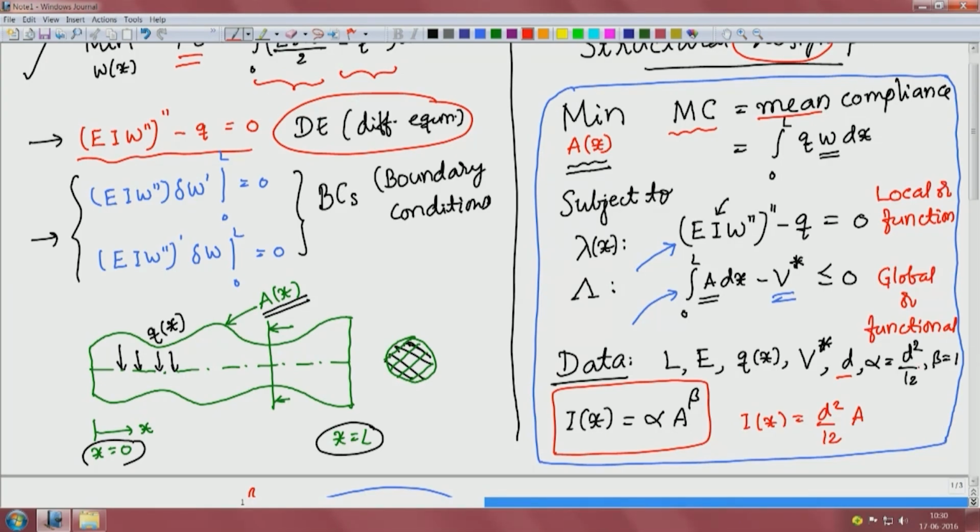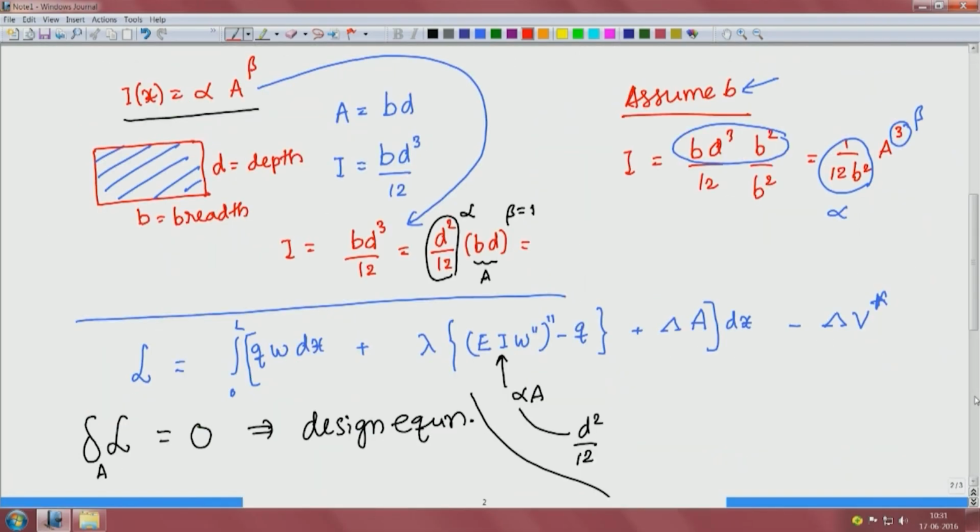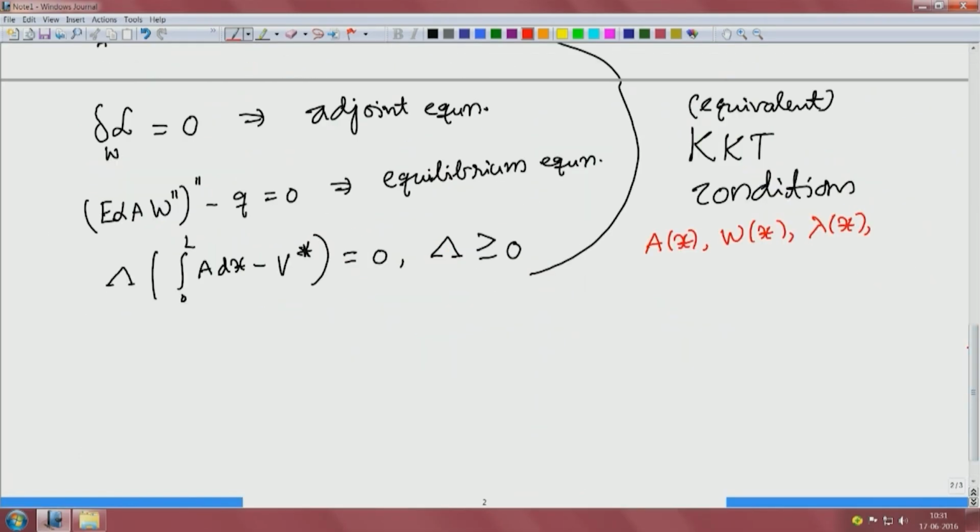So, here I am saying A is a design variable, that is an unknown. So, we list it in the unknown part, and then lambda we do not know, capital lambda we do not know, and w we do not know. Everything else we know here. So, that check will always be useful.